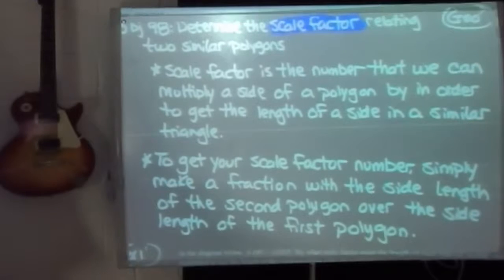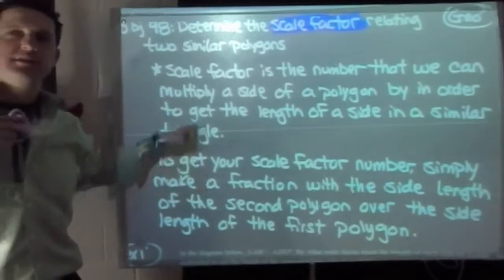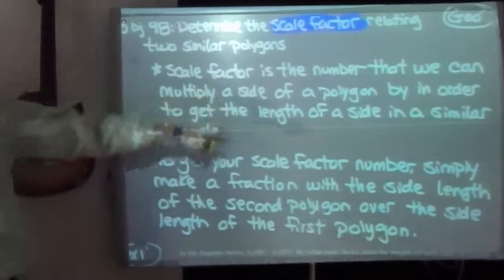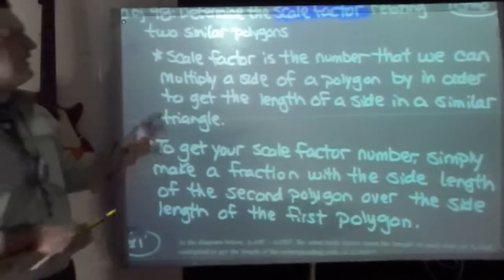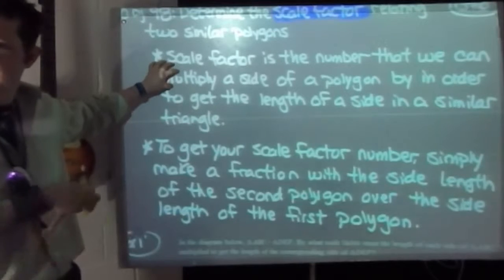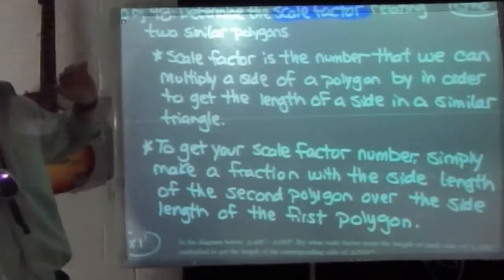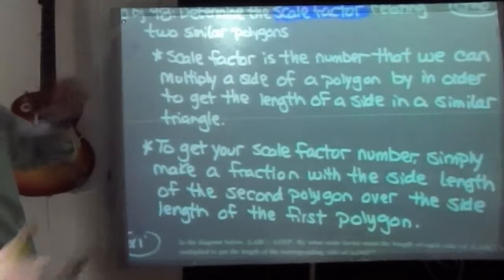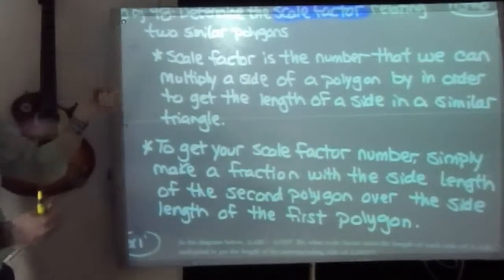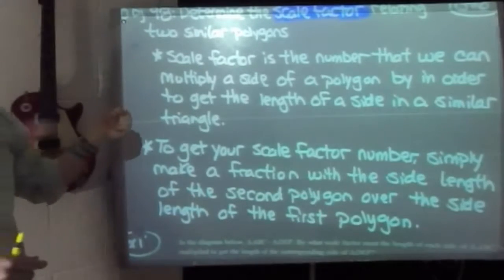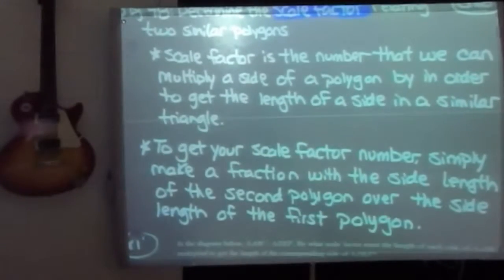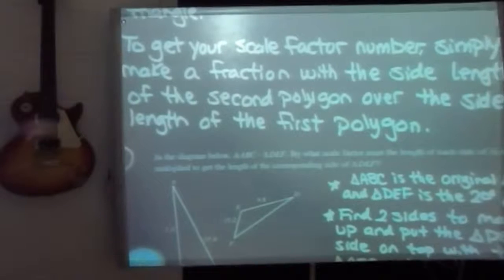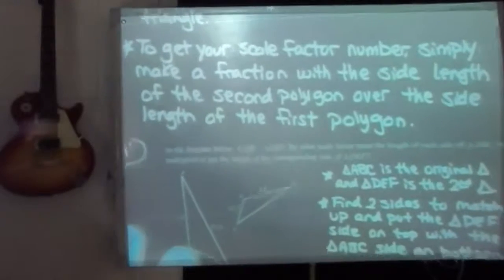What a scale factor is, I'm going to ask this at the end, so make sure that you get this. A scale factor is a number. It's kind of like a magic number that we can multiply one side of a polygon by, and it gives us the matching side on a similar polygon. So if we had a really big triangle, and you took one side and multiplied by the magic number, you get the other polygon's similar side. We'll say it a few different ways by the time we're done here.